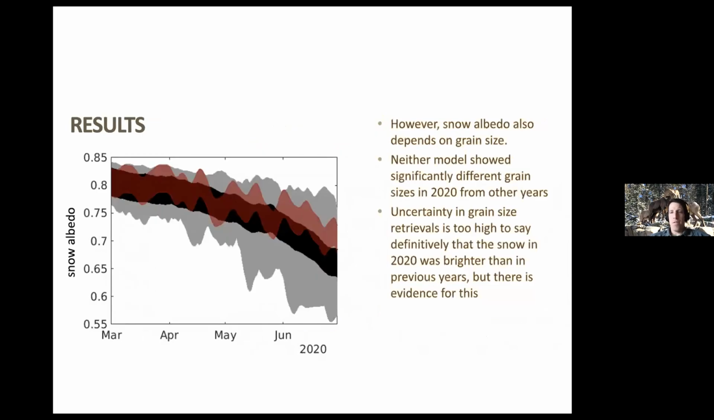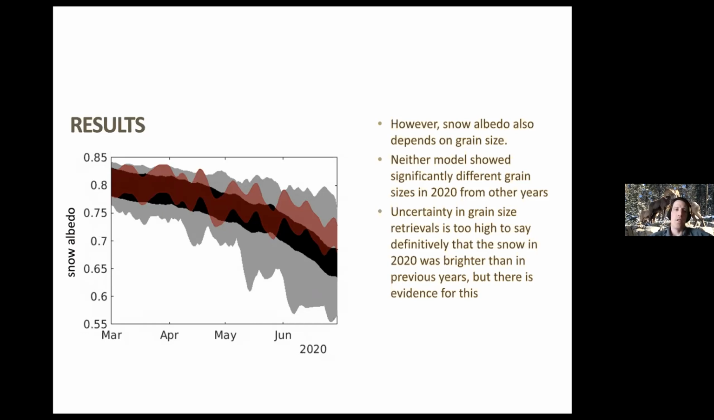Just because I'm a scientist and you always have to report caveats: snow albedo depends on the impurities, but it also depends on that grain size stuff, as I was talking about earlier. There's more uncertainty in the grain size retrievals because those wavelengths are darker and because of remote sensing issues like atmospheric windows and what wavelengths you can see. There's a little bit too much uncertainty to say that 2020 was brighter overall than the other years in terms of the snowpack, but there are some signs of that.